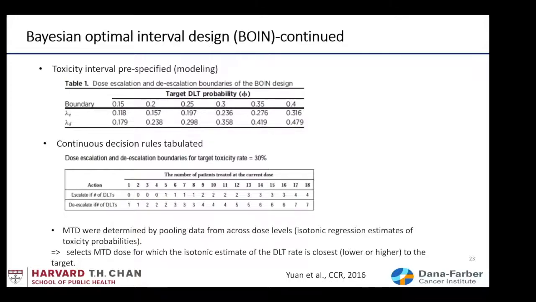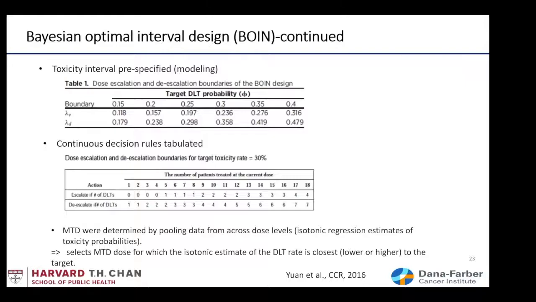can be pre-specified. Remember, for the 3+3 design and rolling 6 design, the target toxicity rate is already fixed. You can only have one choice. Here, you are free to choose a flexible target DLT rate. If you choose 0.3, that's usually what we choose, which mimics the 3+3 design. Then the toxicity interval, lambda E and lambda D, can be calculated here. That's the toxicity intervals for a target DLT probability of 0.3.